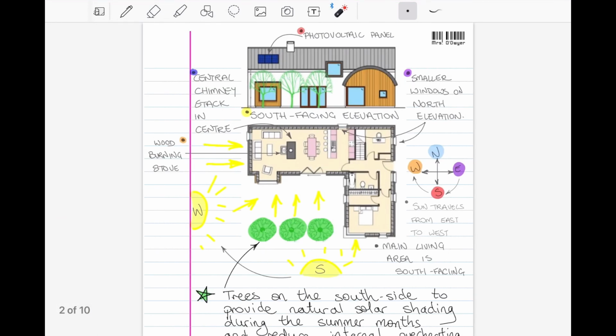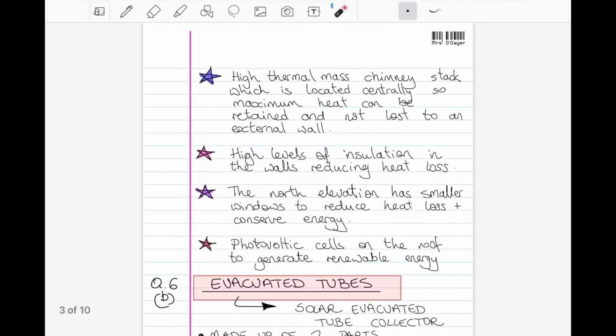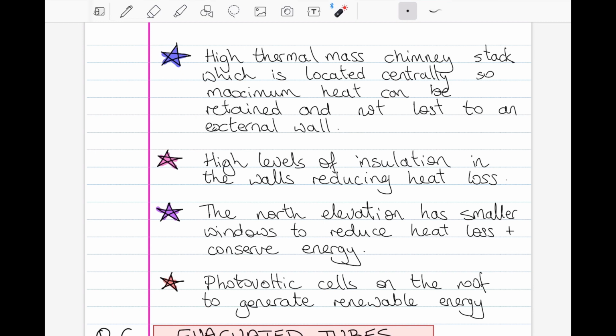This is very important. There's our chimney stack in here, right in the center of the room. So any heat generated from it is going into that open plan room. It's not on an external wall. If the chimney was back there on the external wall, half the heat would be to the external side. It would be outside literally, and you would lose heat because of that. Okay, so located centrally, so maximum heat can be retained and not lost to an external wall.